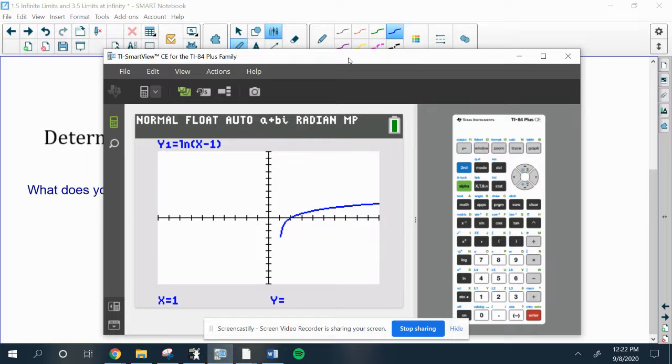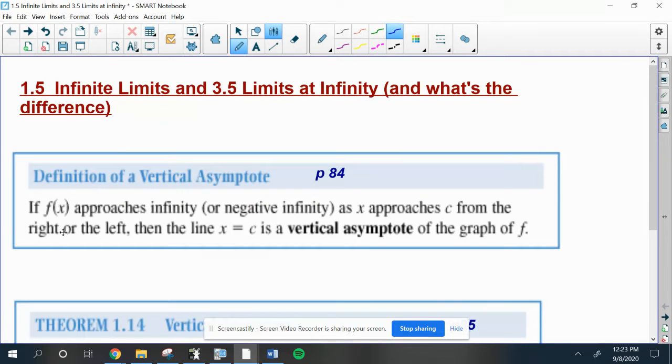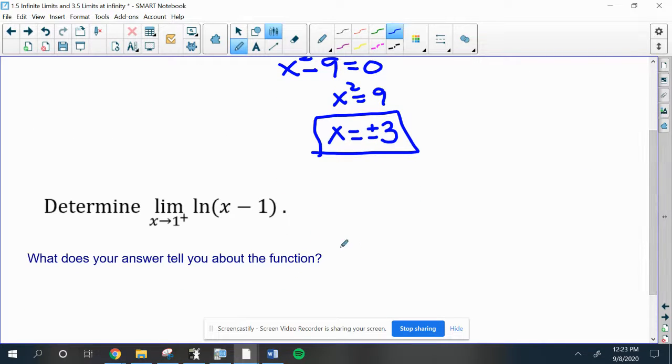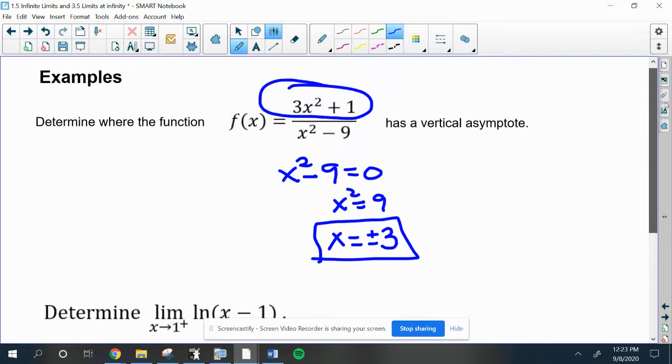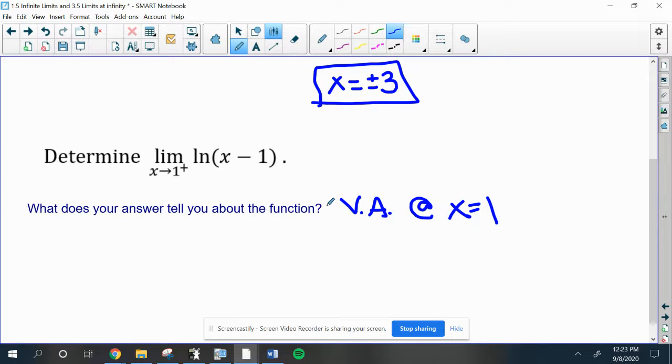So that just shows you the thing that tells us about the function. By this definition, since the function is approaching negative infinity as x approaches 1, then by definition we can say that this graph has a vertical asymptote at x equals 1. So for the top function we found vertical asymptotes just by the theorem. For the bottom we found the vertical asymptotes based off the definition of what a vertical asymptote is.